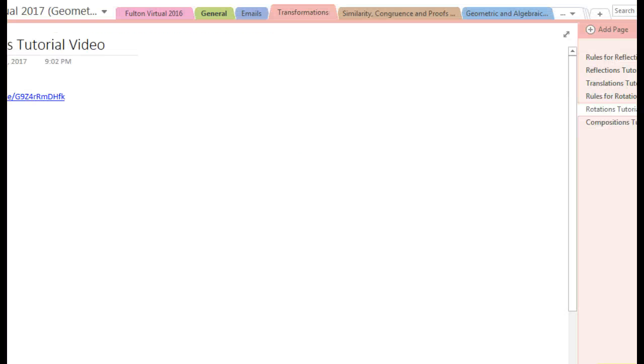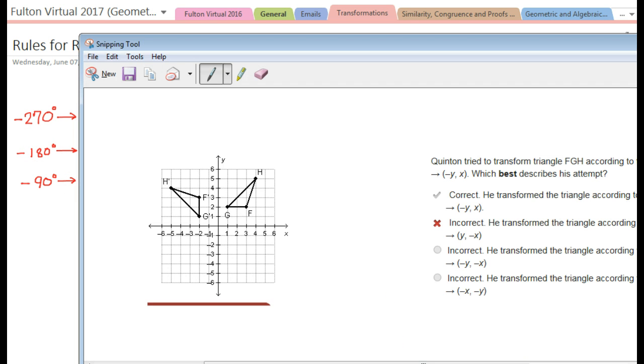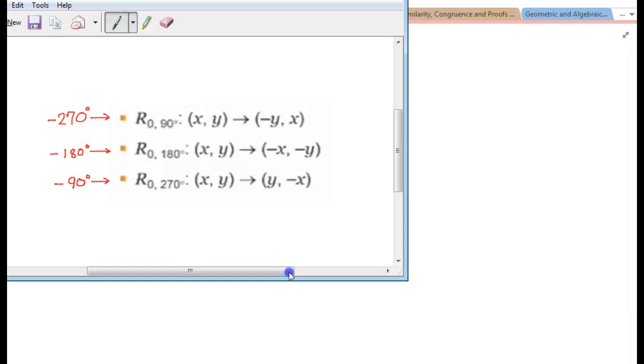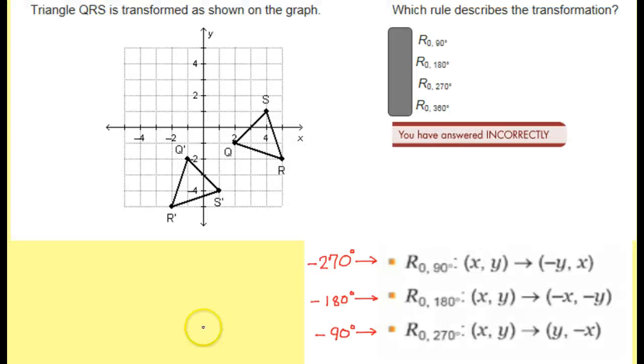So, time for some notes. Where are my rules? Okay, these are the rules for rotation around the origin. Let me slide this over a little bit. So you should right now copy this down. I'm going to clip it so I can have it. Yes, these are the rules of rotation. Write this down on a little piece of paper and keep it next to you when you're taking the test or any review.